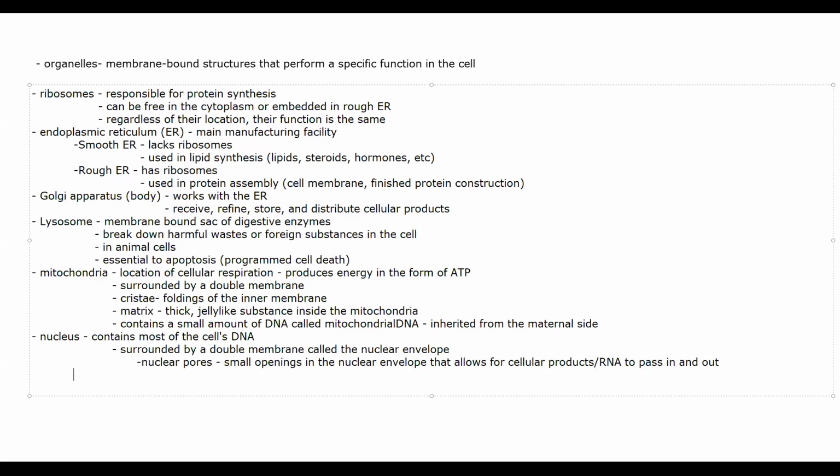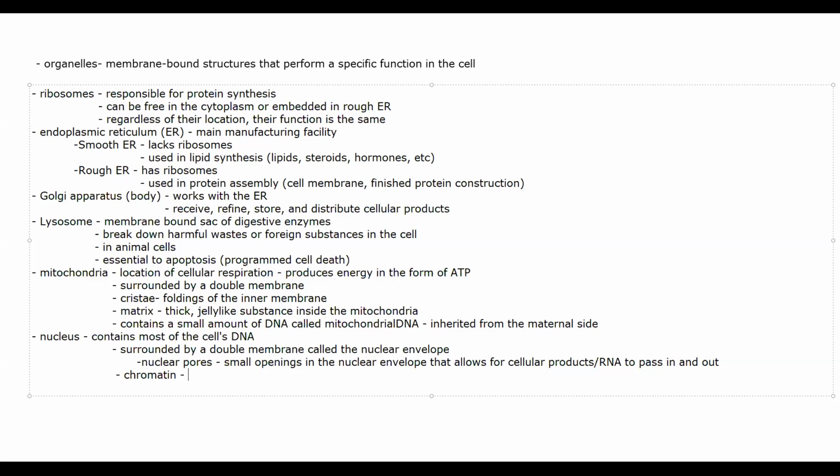And it's through these pores that genetic information and cellular products can come in and out of the nucleus. The nucleus is heavily guarded, if you will, with these double membranes. So the pores are going to allow for stuff to get in and out. It also contains something called chromatin.